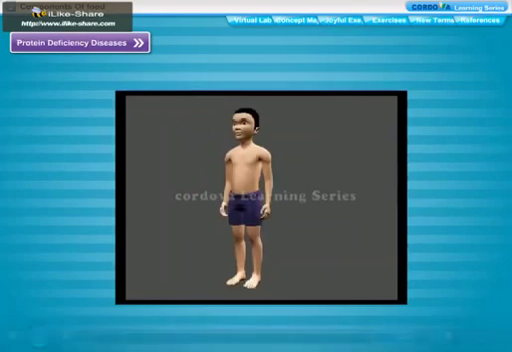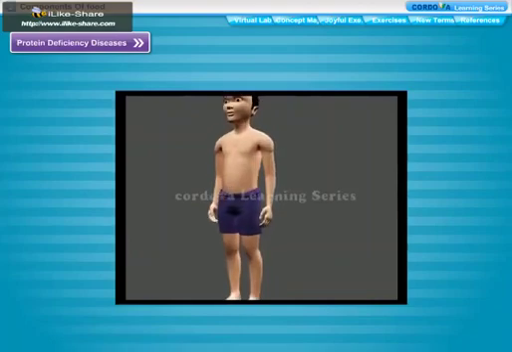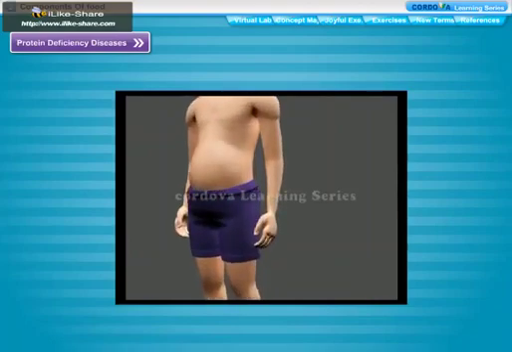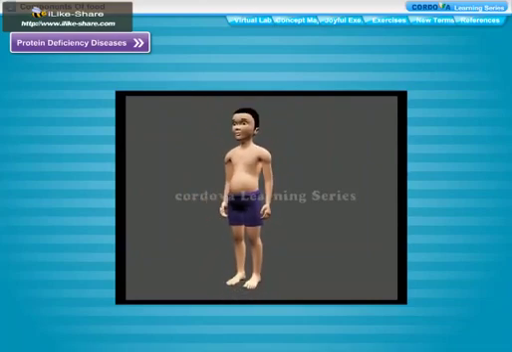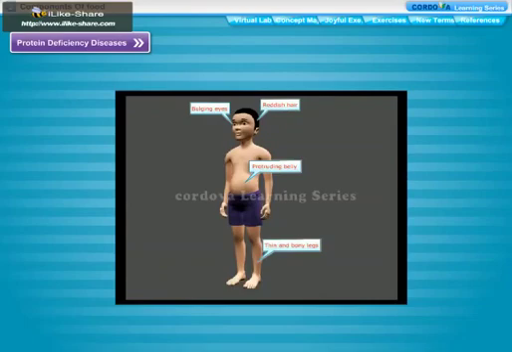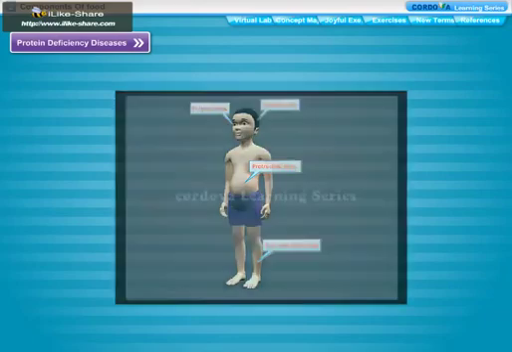Protein deficiency diseases. Kwashiorkor. Kwashiorkor is caused by severe protein deficiency in diet. The disease is common among children of 1 to 5 years of age. Symptoms. It has the following symptoms: stunted growth. Skin becomes dry and scaly. Hair becomes reddish. The body swells up due to retention of water, edema. Belly protrudes. Limbs become thin and bony.